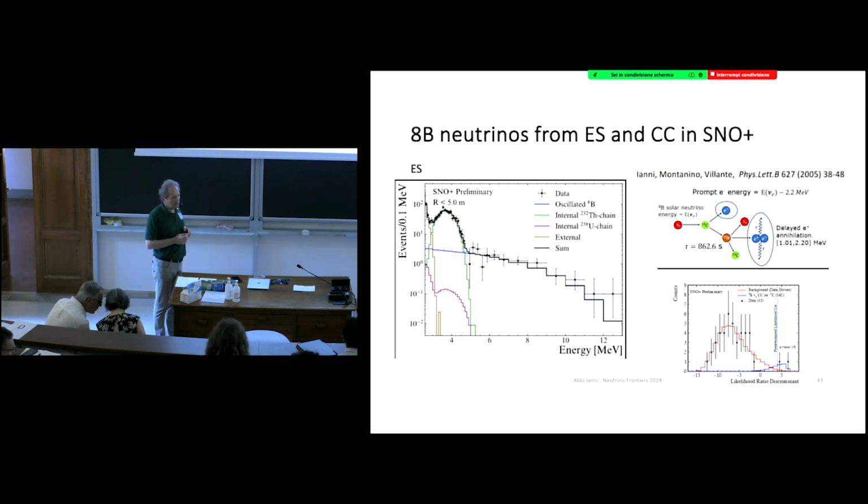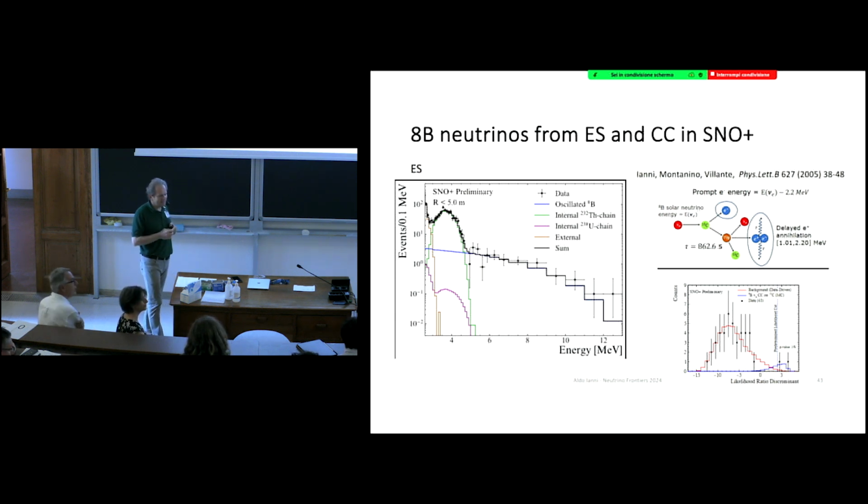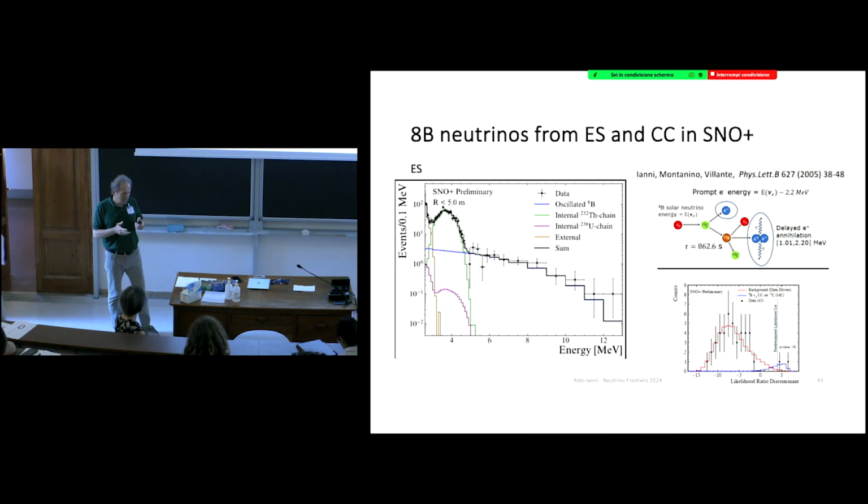Do you know how many events they have, and what do they subtract? About 10 events in the end, candidates. Order of 10 events, if I remember. And the statistical significance they claim is 2.7 sigma. Anyway, maybe that is the limitation of the analysis.